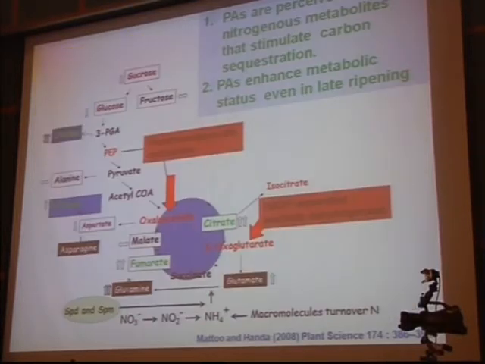And based on the data, what we suggest is that polyamine might be acting as a nitrogenous metabolite that stimulates carbon sequestration. And the most interesting thing is that polyamine enhances the respiration and other processes in the late ripening stage, when it's actually supposed to be senescing.